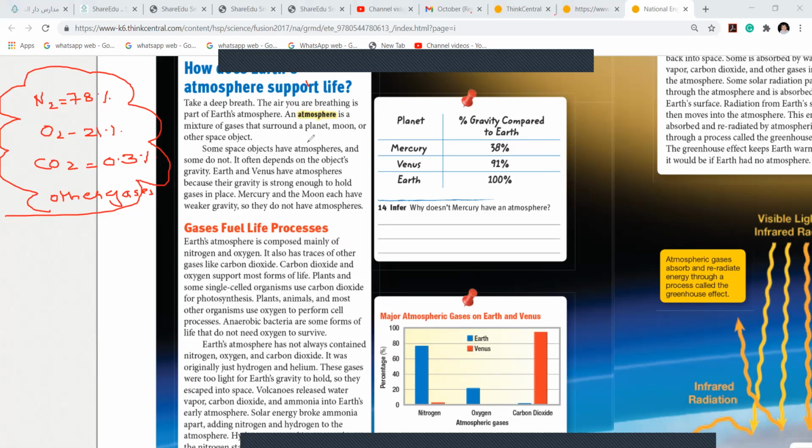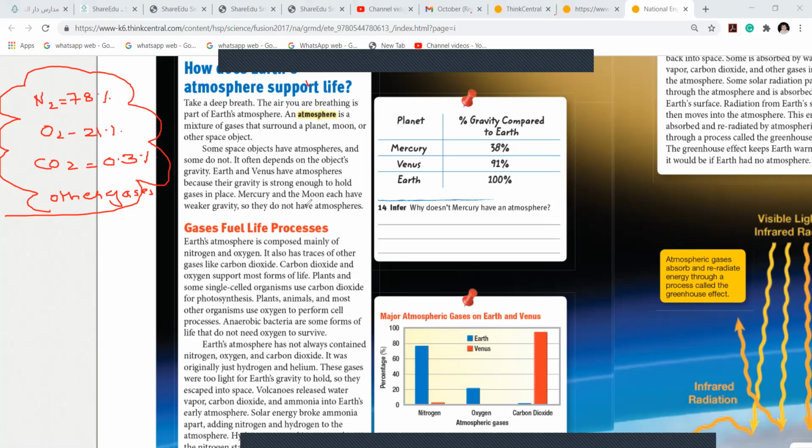An atmosphere is the mixture of gases that surround a planet, moon, or other space object. Some have atmospheres and some do not. It depends upon the object's gravity. Earth and Venus have atmospheres because their gravity is strong enough to hold the gases in place. Imagine if there was no gravity, these gases would have fallen down. They would not be moving around the Earth like an atmosphere.